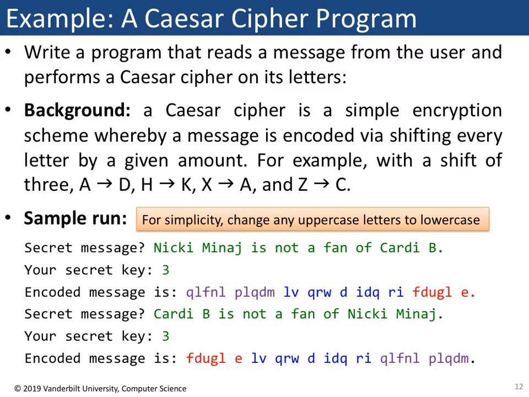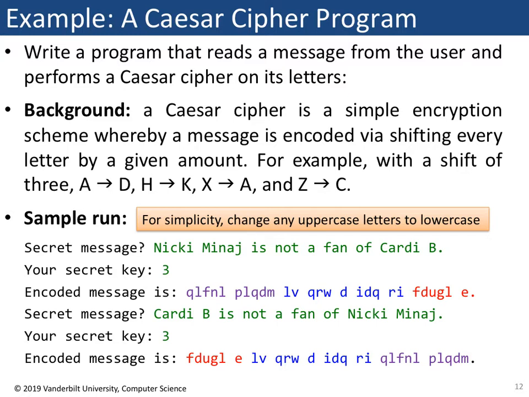So as an example, if you had an A and you encoded it using the number 3, then A would become D, H becomes K, X becomes A, Z becomes C. So it wraps around, you see? So if you get to Z, you wrap back to A.